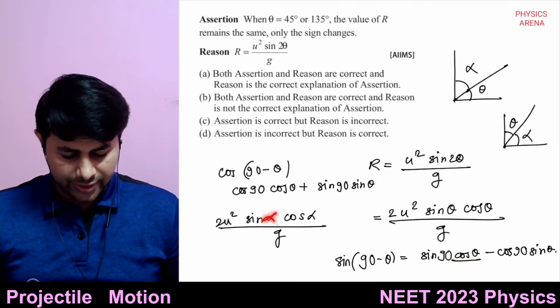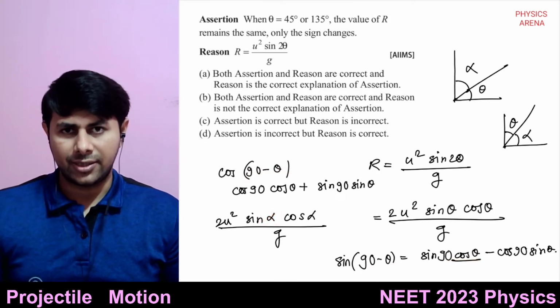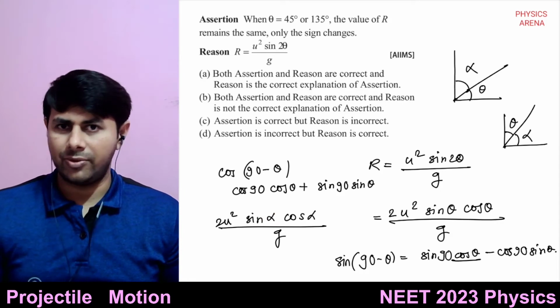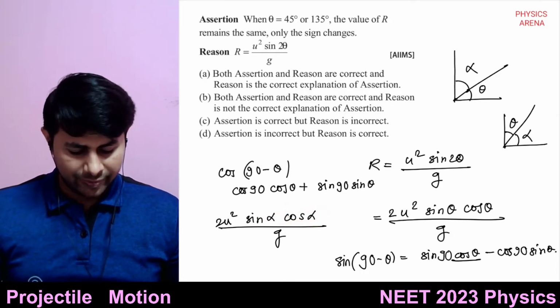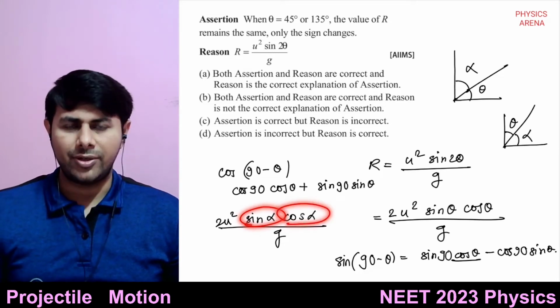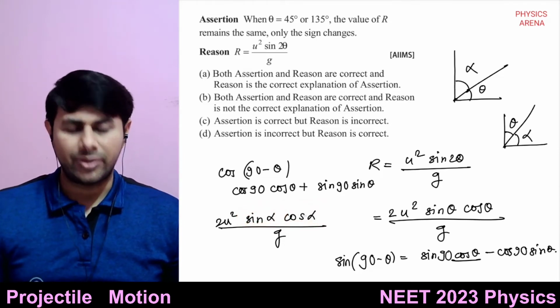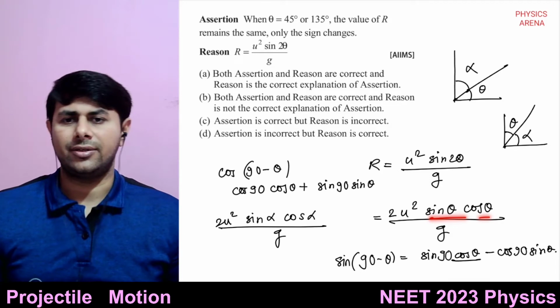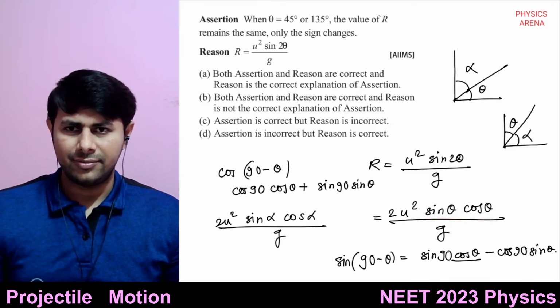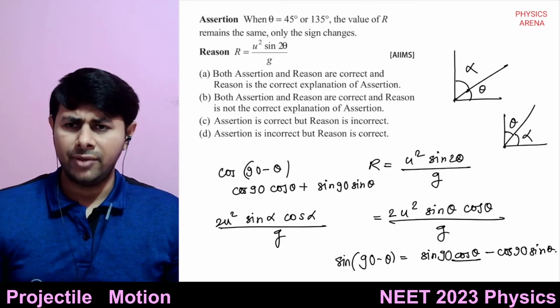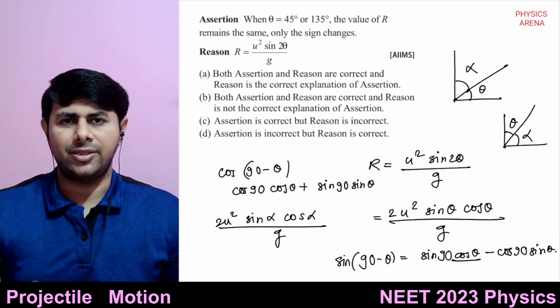So alpha is 90 minus theta. So sin of alpha is equal to cos theta, and cos of alpha is sin theta. So sin alpha cos alpha is equal to what? Sin theta cos theta, right? Yes, sir. And that's why they will have the same range.